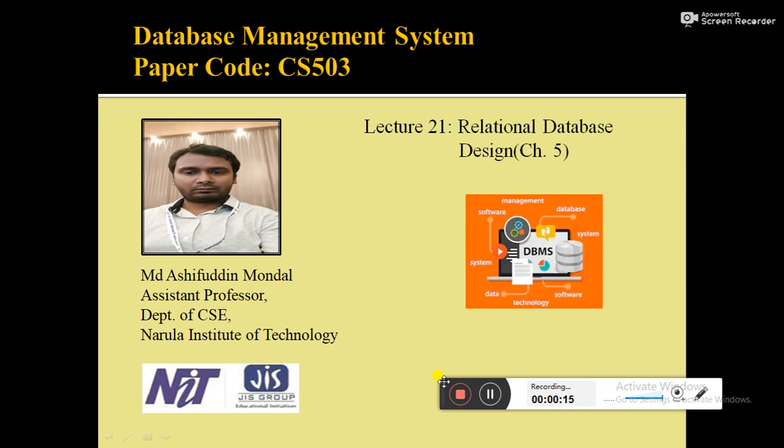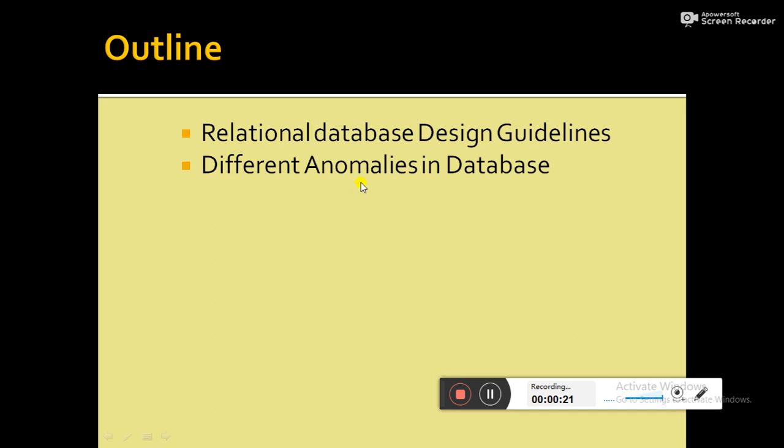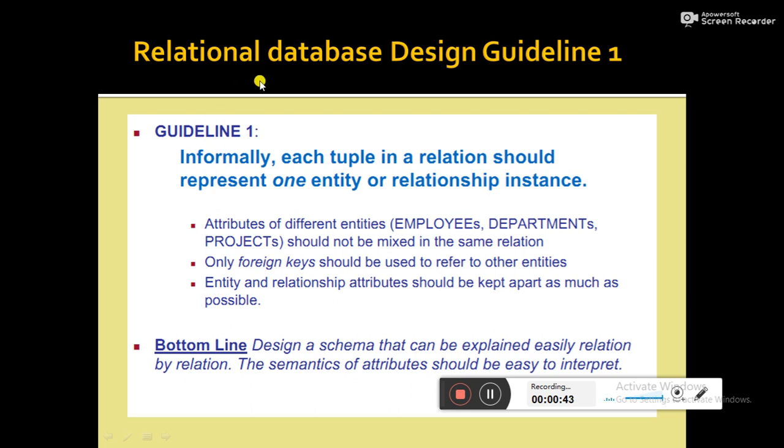And in this lecture, I will discuss the relational database design, chapter number 5. These are the topics which I am going to cover during my lecture. I will discuss relational database design guidelines, meaning the guidelines which we should follow while designing a relational database, and then I will discuss different anomalies that may be present while inserting or updating data in a database. So first I will discuss the relational database guidelines.